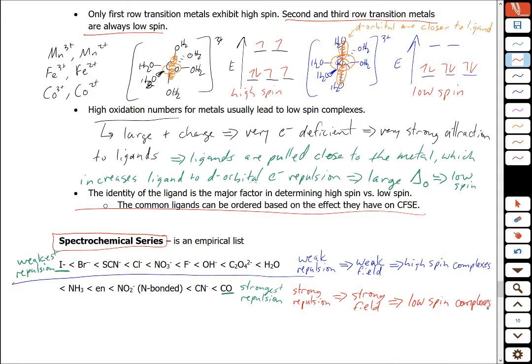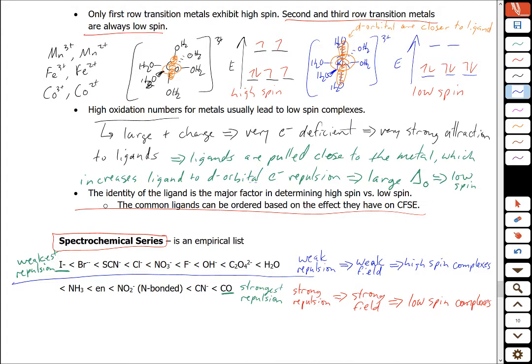Okay, so that's the first thing about this list, is that the ligands on the top are weak field ligands that give high spin complexes. The ligands on the bottom are strong field and give low spin complexes. And so now you're going to be tempted to simply memorize the top list as weak field and memorize the bottom list as strong field. I don't want you to do that either. It's even more simple.